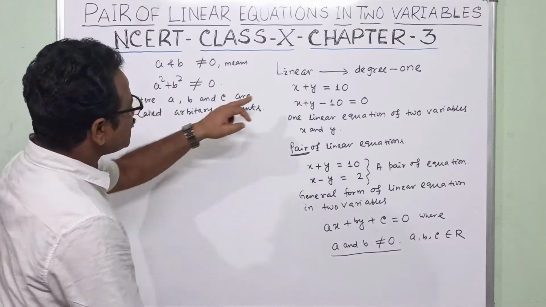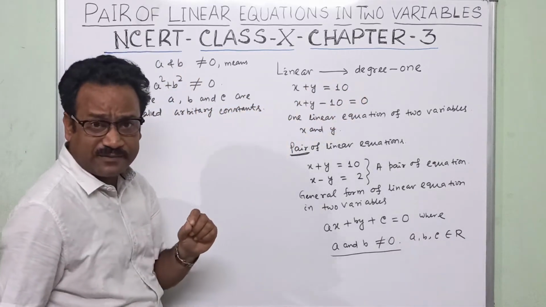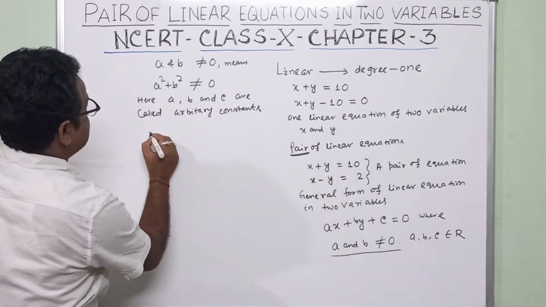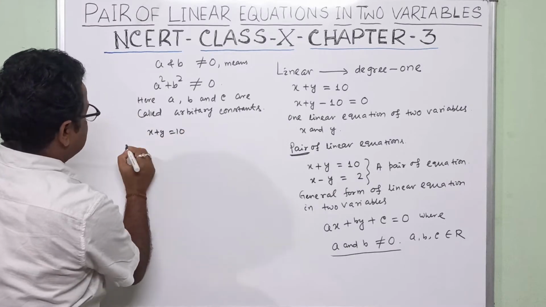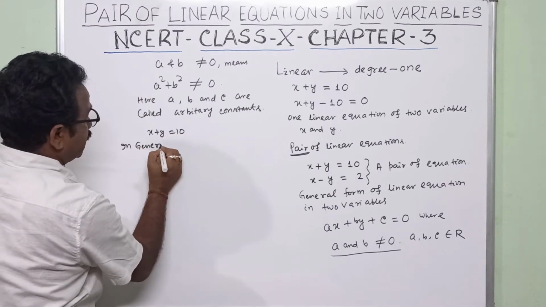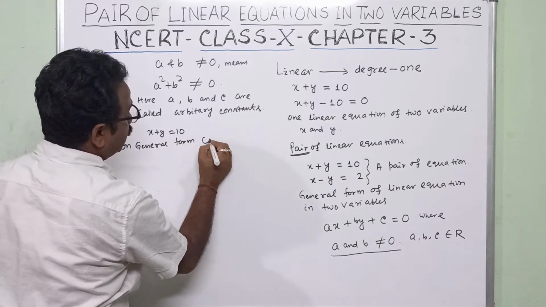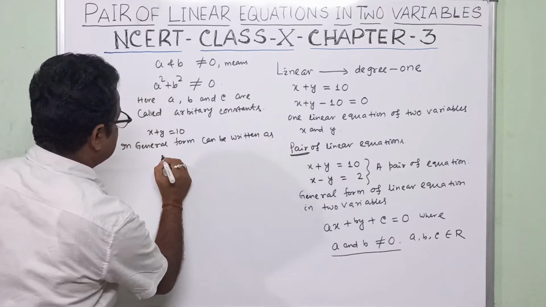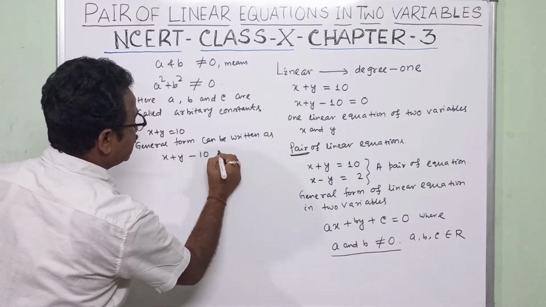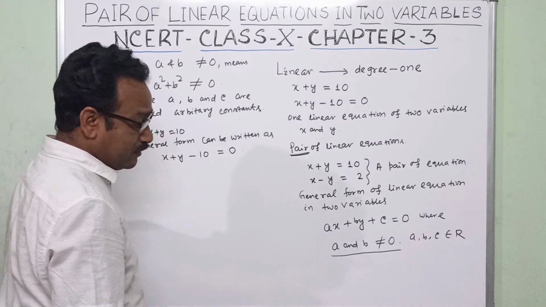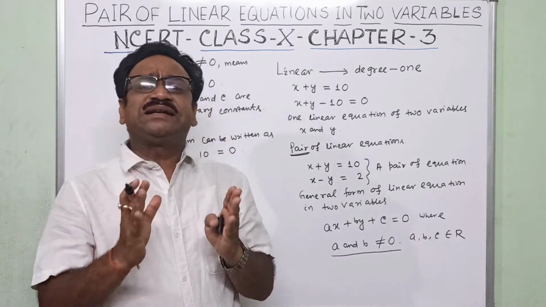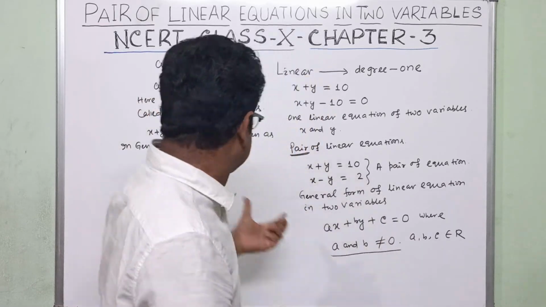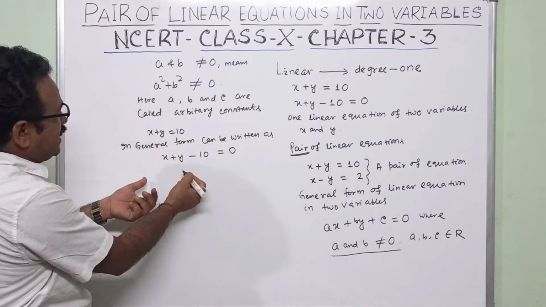So now, if I write x plus y is equal to 10 in general form, ax plus by plus c is equal to 0, I can write this x plus y is equal to 10 as x plus y minus 10 is equal to 0. So now we will write a pair of equations. How will we write the pair of equations? x plus y minus 10 is equal to 0.